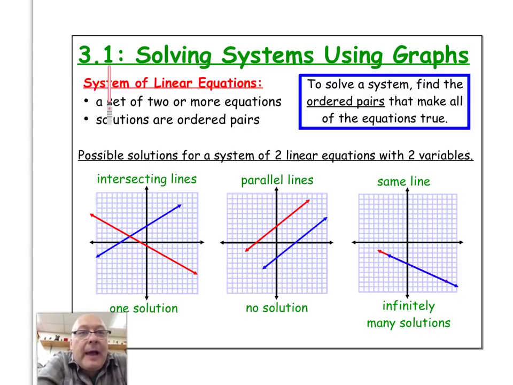Here's your title for today. I'm going to be using this lightsaber as a laser pointer today. So today's title, 3-1, Solving Systems Using Graphing. Now, what is a system?